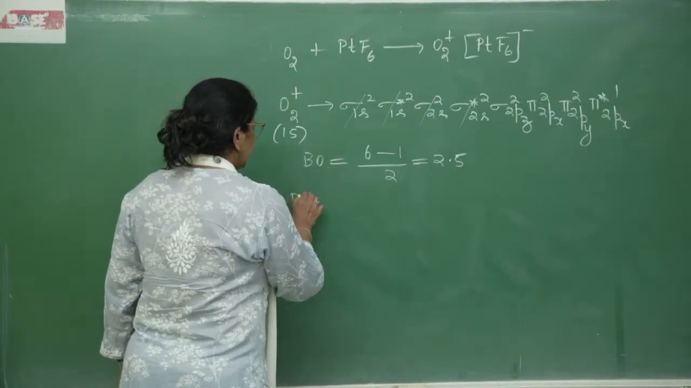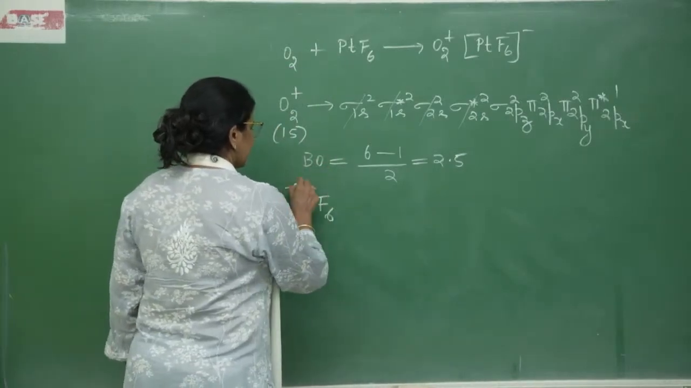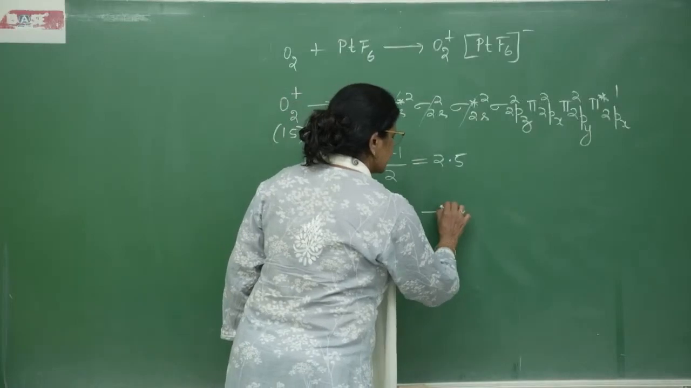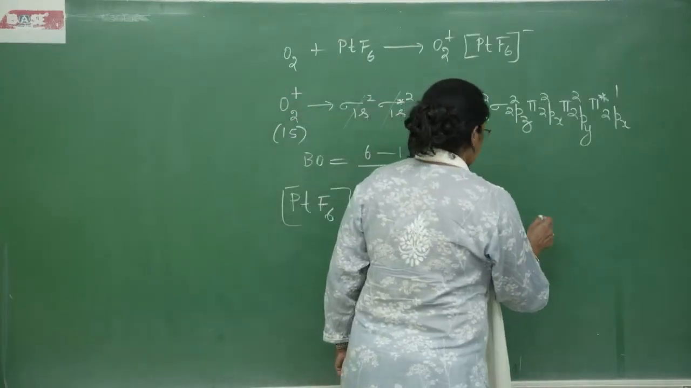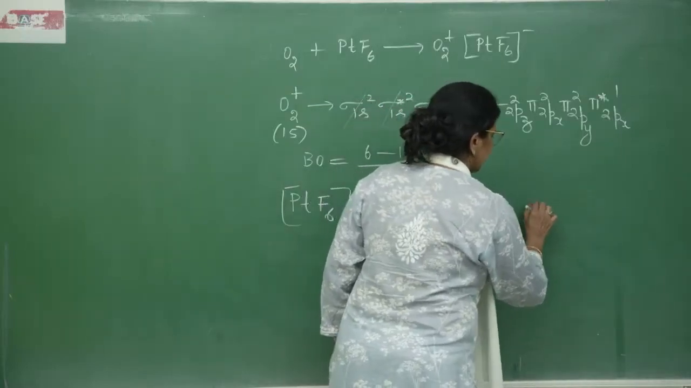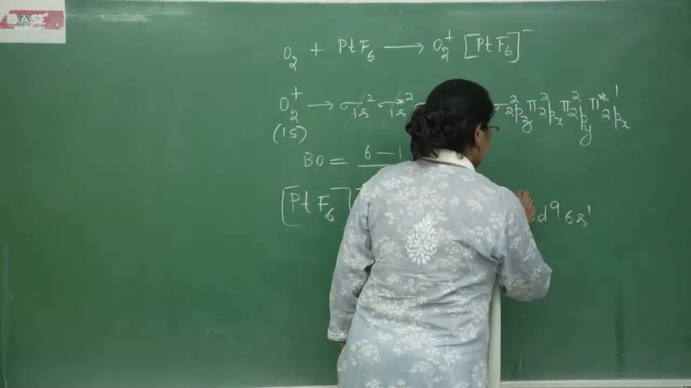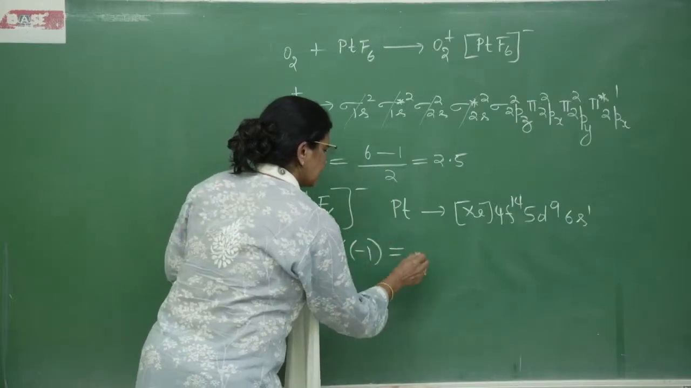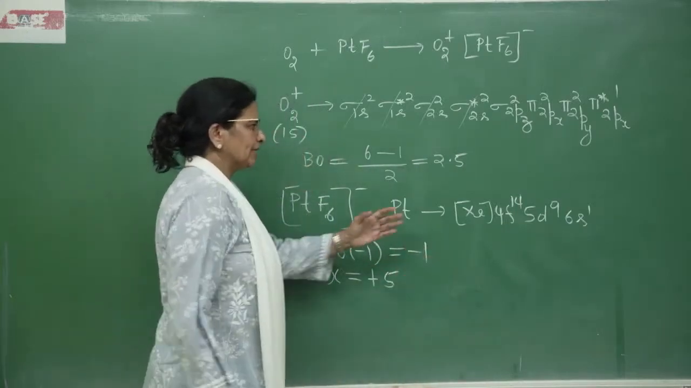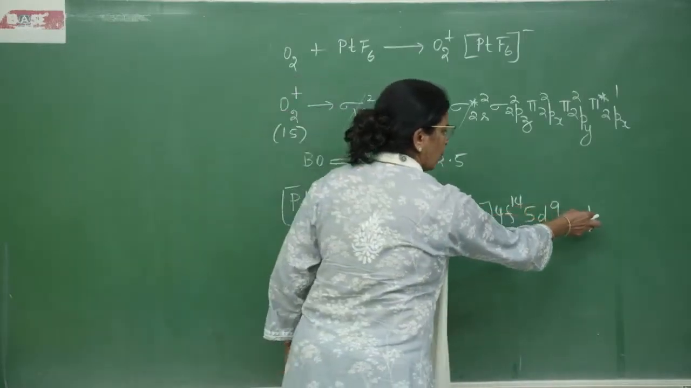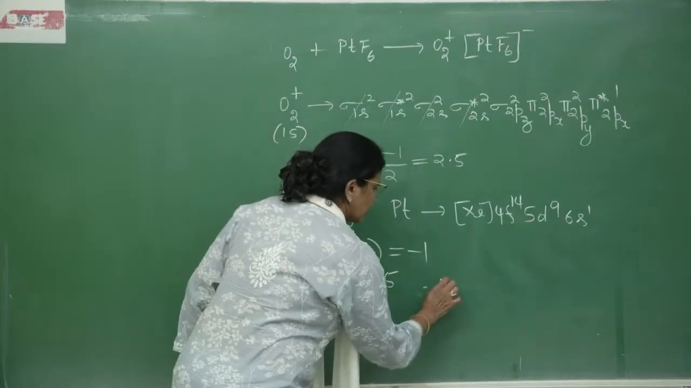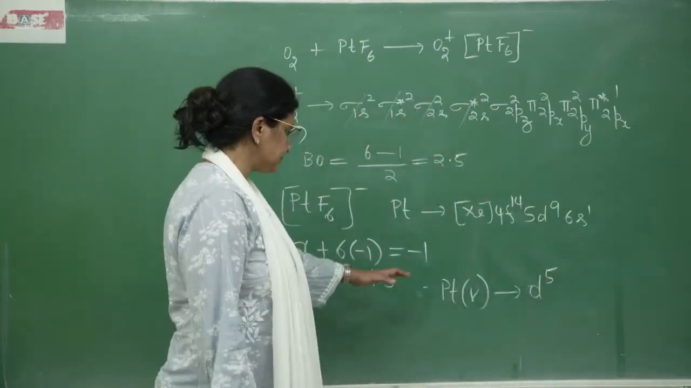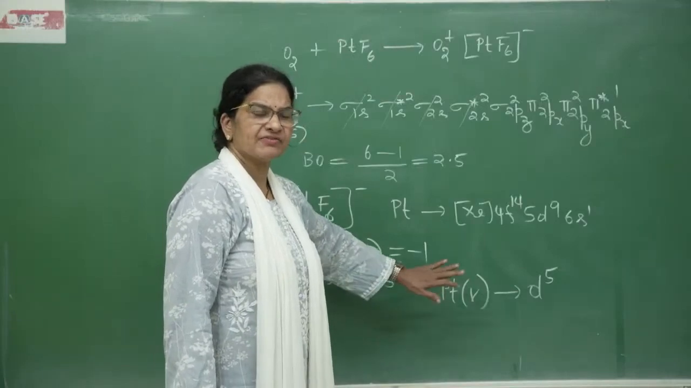So the next one, PtF6 minus: what is the number of d electrons here? The configuration of Pt is xenon 4f14 5d9 6s1. In this compound, the oxidation state of platinum, x, is equal to +5. So it loses 5 electrons, 1 from the s orbital and 4 from the d orbital. Therefore Pt in the +5 oxidation state is d5. As a result, the statement that the number of electrons present in the d orbital is 5 is absolutely right.